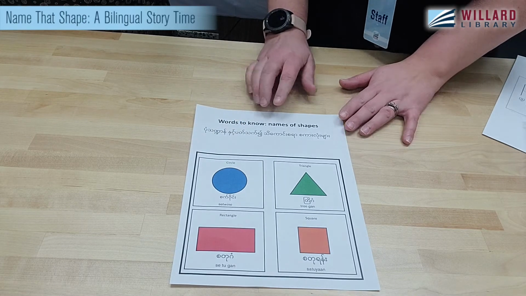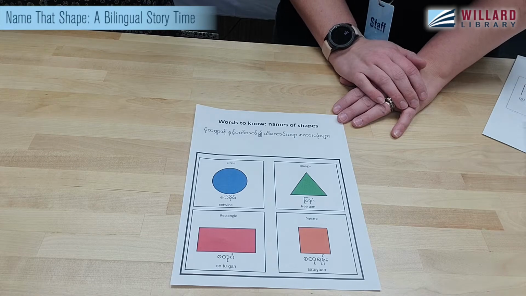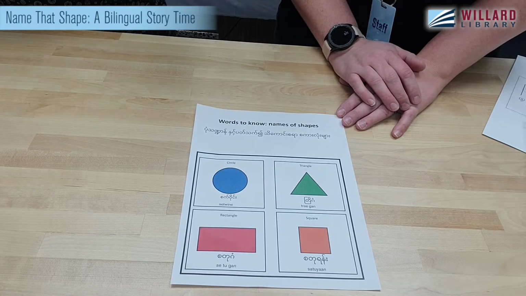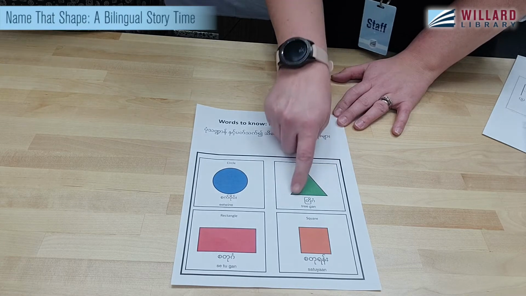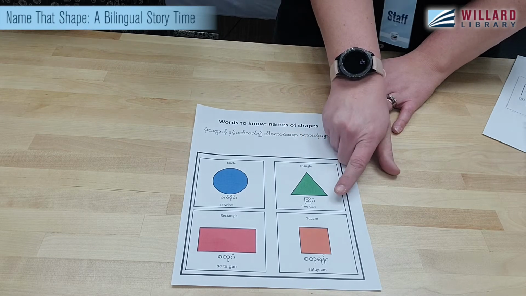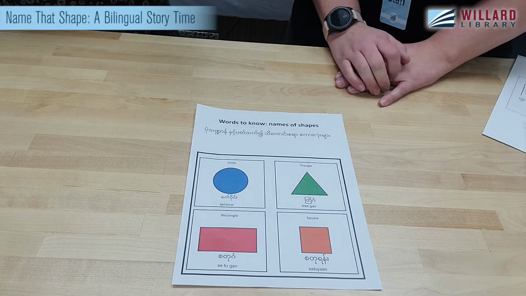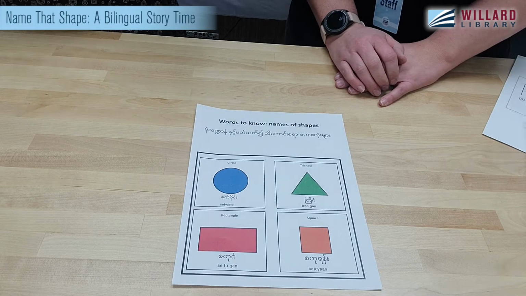In Burmese, how do we say this shape, Miss Moy? Sit wine. Sit wine. Can you guys say that at home? Sit wine. All right. Now in English, this shape here is a triangle. Miss Moy, how do we say this in Burmese? Trigan. Trigan. All right.